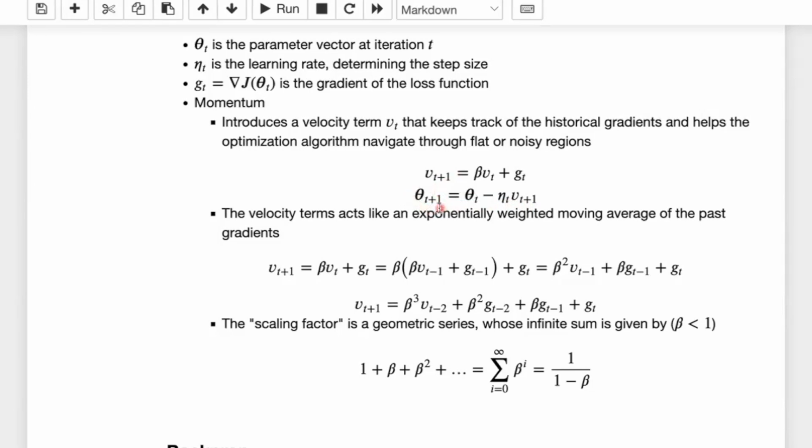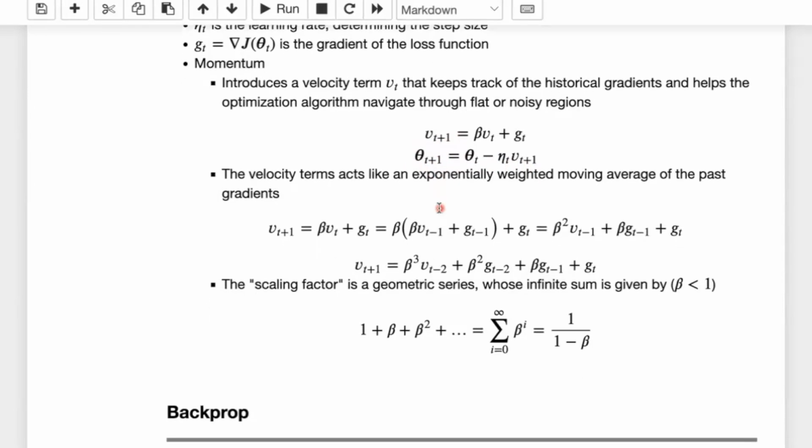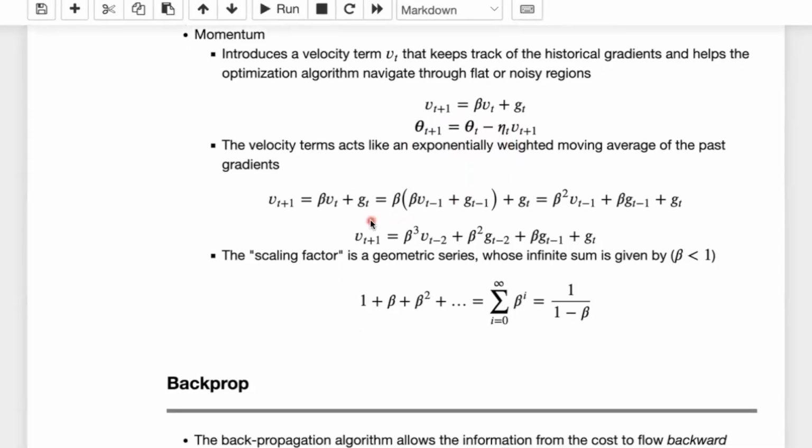Something I'd like to very quickly discuss here is that this type of update acts like an exponentially weighted moving average. What this means is that let's simplify the first equation that we have for the velocity a little bit and see what this means in terms of the gradients from some previous iterations.